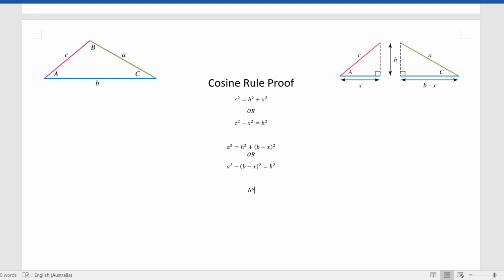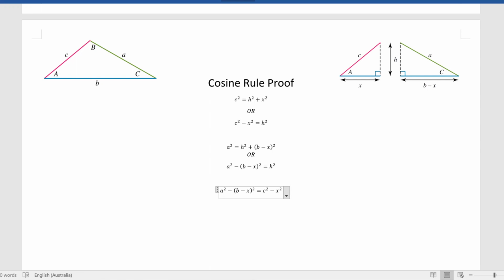So A squared, that's capital, I didn't copy the formula. So in this case, A to the power of 2, A squared, minus B minus X squared is equal to, now we know it's equal to h squared. Instead of writing h squared, we're going to write this h squared, because remember, it is a common side. We can do that. C to the power of 2 minus x squared. And this is what we end up with.